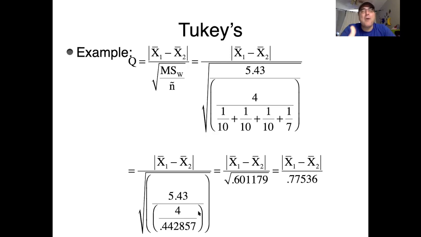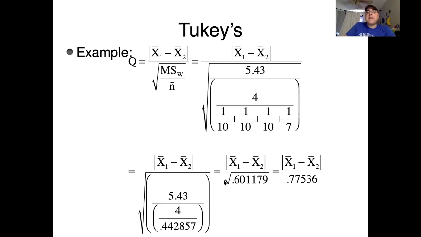That's almost exactly what you've got with the harmonic mean, but apparently you have to do the harmonic mean because it makes the math work for reasons that I will never even question. But 5.43 was the mean squared error that you got a couple of slides ago. The harmonic mean is this number here in the denominator.